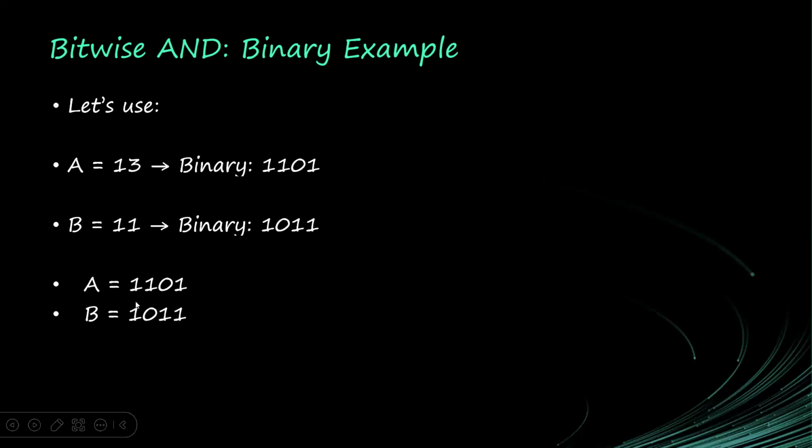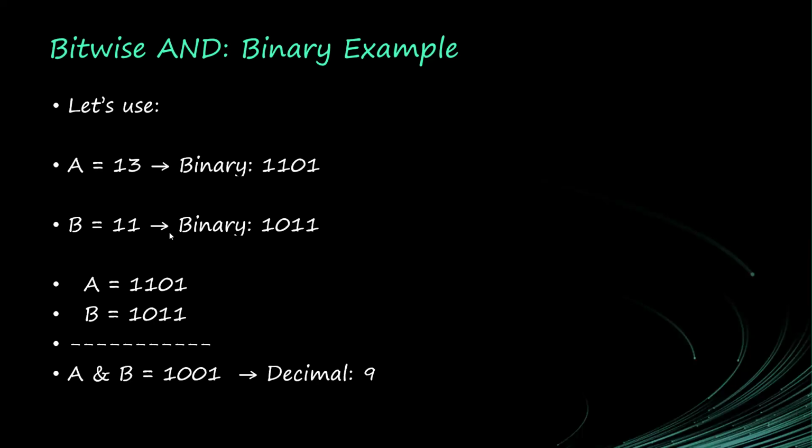Okay, so this is the result, 1001. Because 1 and 1 will give us 1, because both of them are 1. Remember the AND operator: 0 and 1 will give us 0 because one of them is 0. 1 and 0 will give us 0 because one of them is 0, and 1 and 1 will give us 1. So this is the decimal representation of this.